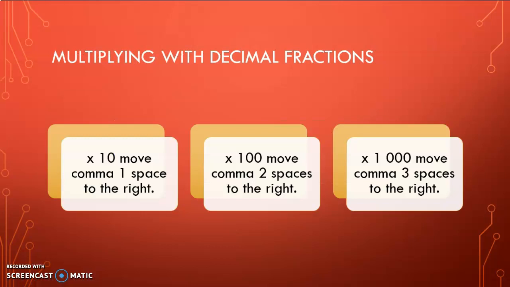When we multiply with decimal fractions, whenever we multiply with 10, my comma moves 1 space to the right because my answer is increasing. When I multiply with 100, comma will move 2 spaces to the right, and with 1,000, the comma moves 3 spaces to the right. Easy to remember. 10 has 1 zero, the comma moves 1 space. 100, 2 zeros, 2 spaces. 1,000, 3 zeros, the comma moves 3 spaces to the right. Very important to remember in which direction it moves.